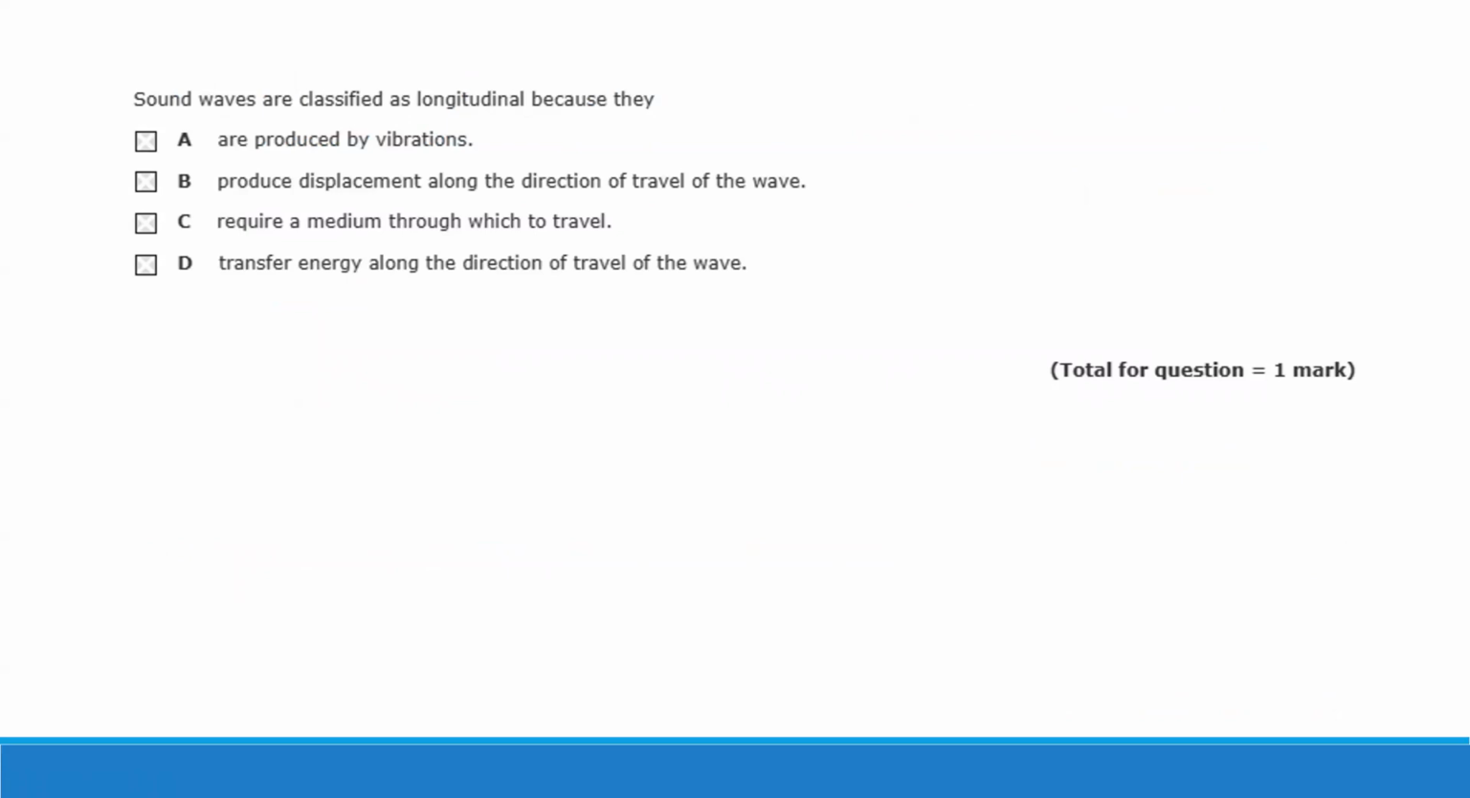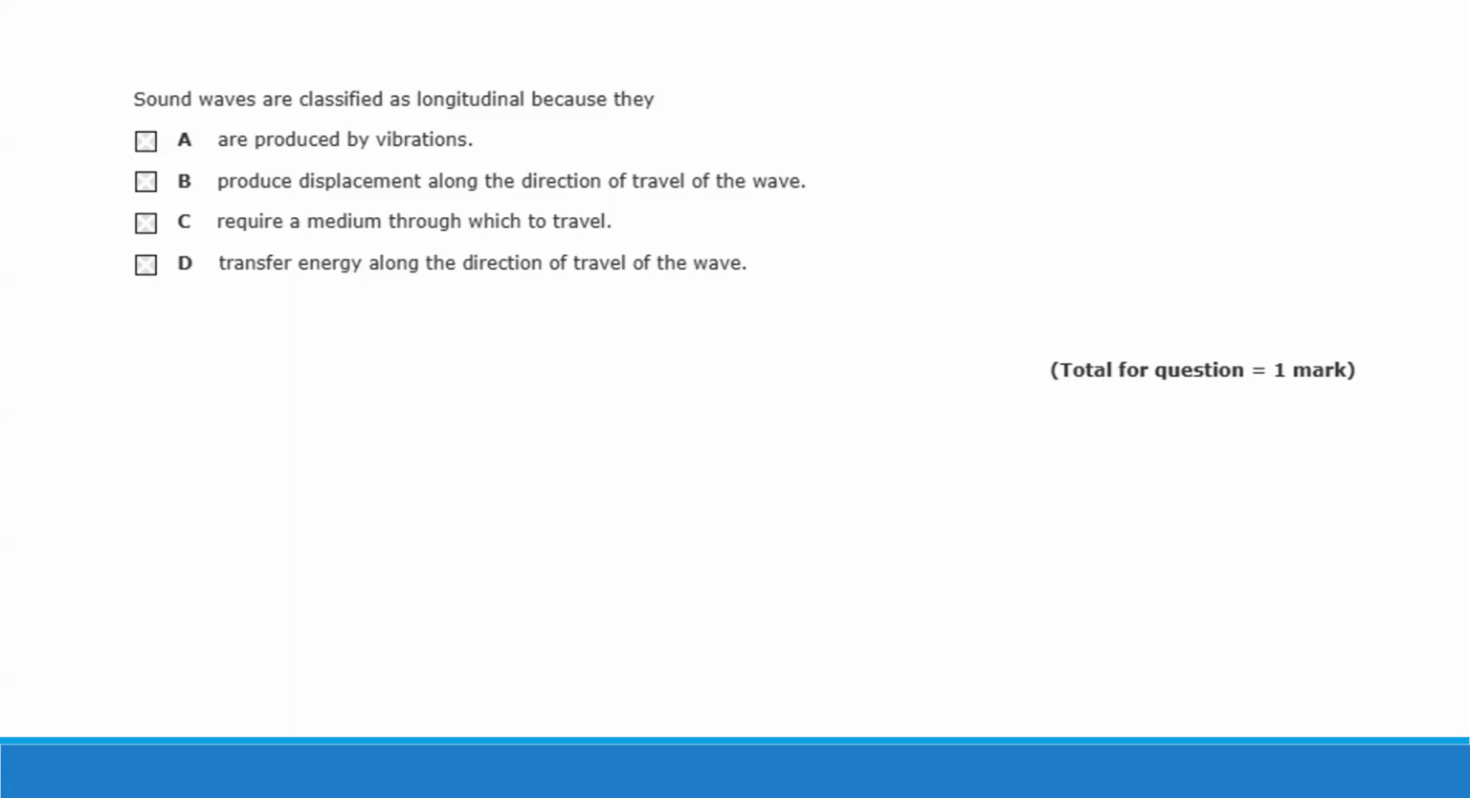Okay, so sound waves are classified as longitudinal because they, is it A, are produced by vibrations? Is it B, produce displacement along the direction of travel of the wave? C, they require a medium. D, transfer energy along the direction of travel of the wave. So what do we think? Who thinks it's A? Is it longitudinal because it's produced by vibrations? The answer is no, because you could have a transverse wave produced by vibrations, i.e. your seismic waves, or your ripples on the surface of water.